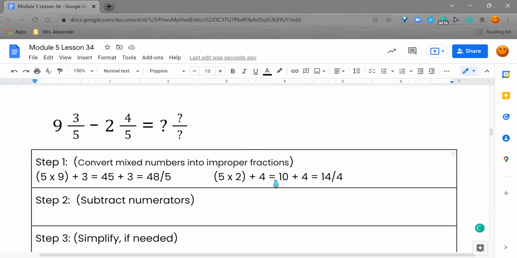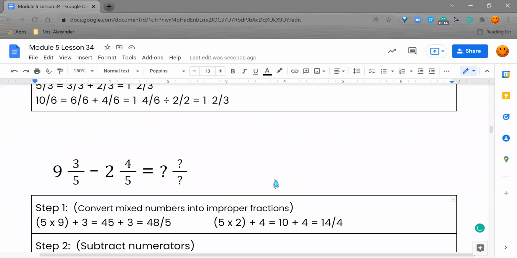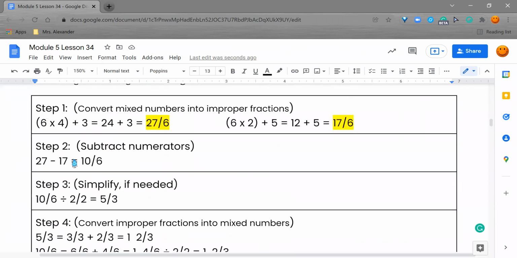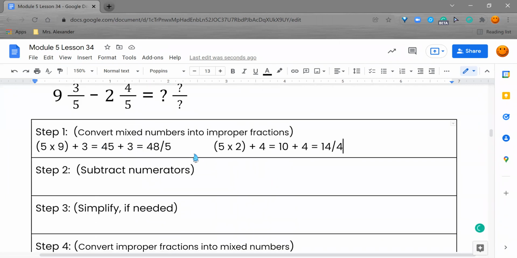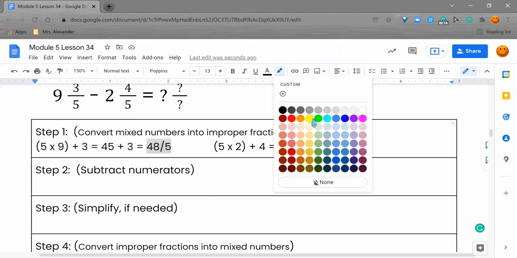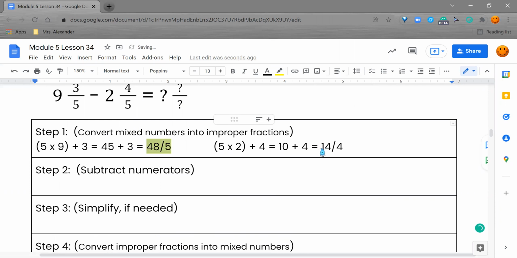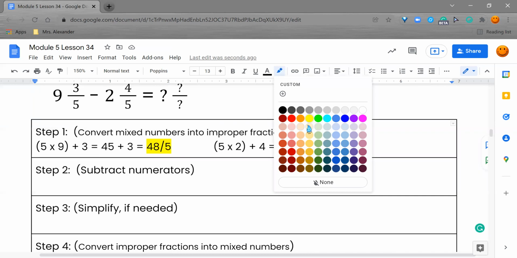Sorry, guys, I had to scroll up because all of a sudden as I was doing this, I thought I added up here. I was going to say, oh, I messed up, but I didn't. So let's keep moving on. My bad. So I'm going to quick highlight the 2 fractions that are equivalent to our mixed numbers so that I remember that these are the ones I'm using to do the subtracting.